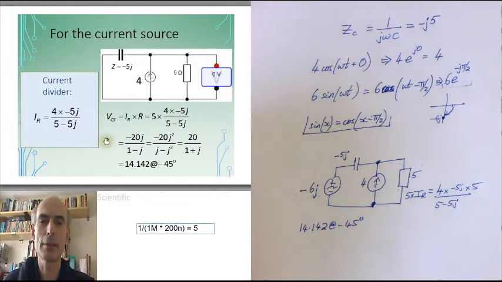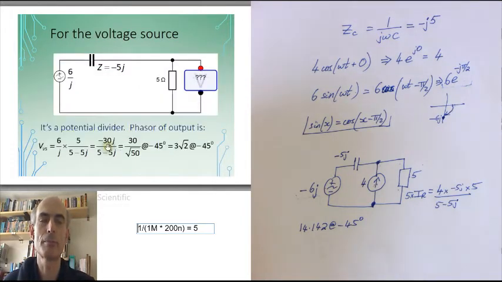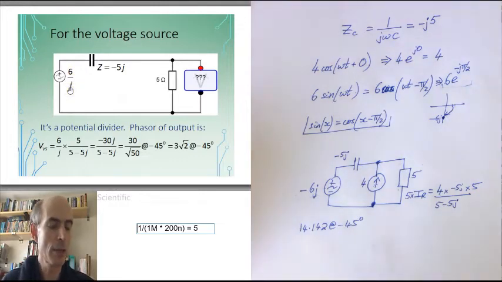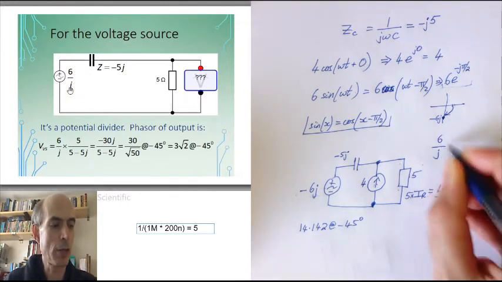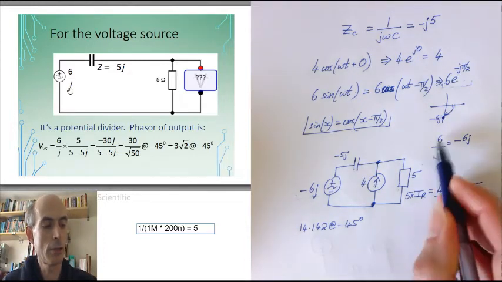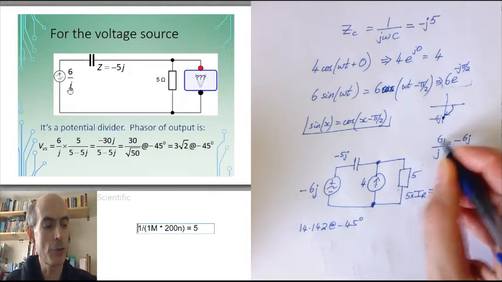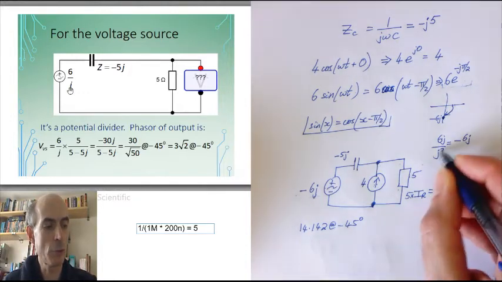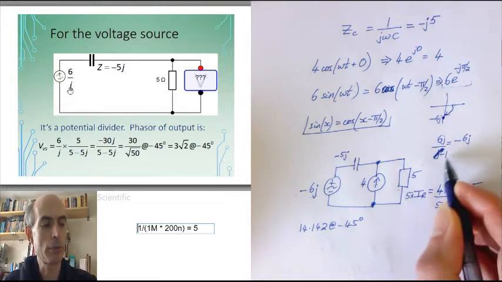Now, the contribution from the voltage source. Well, if I set the current source to 0, that just means replacing it with nothingness. That leaves me with this circuit, and this is a potential divider. Follow through the potential divider equation. The input here, I've written it as 6 over j, but 6 over j is just the same thing as minus 6j, since if I multiplied top and bottom of 6 over j by j, I would end up with that. j squared is just minus 1. That would just give me minus 6j.